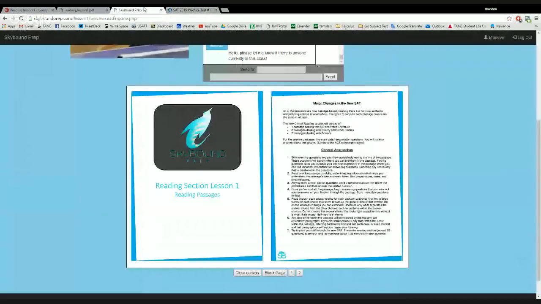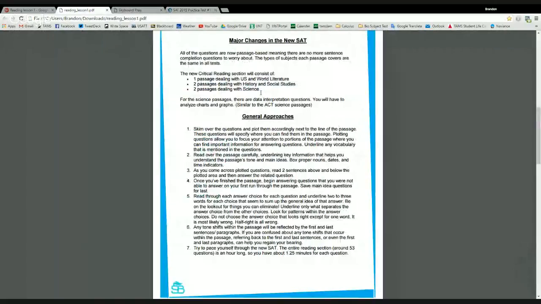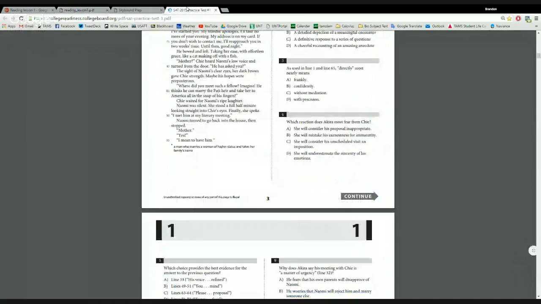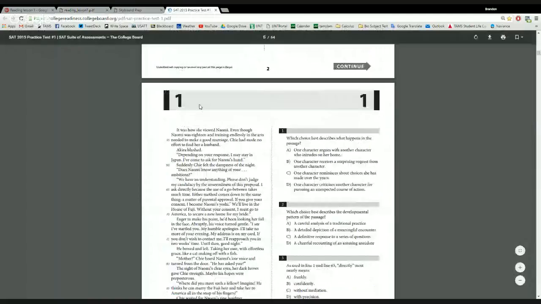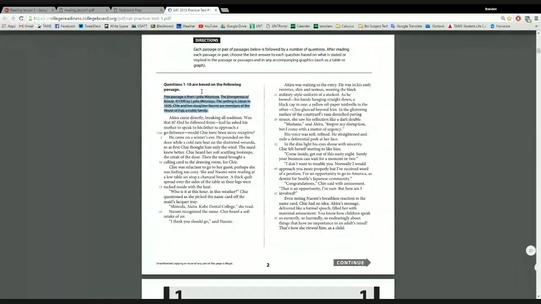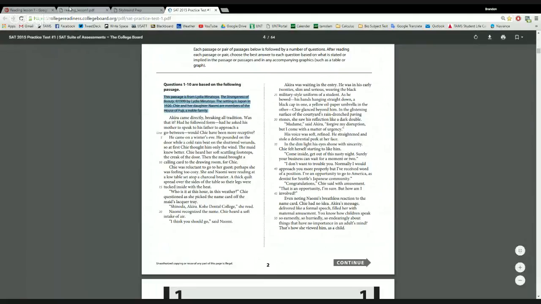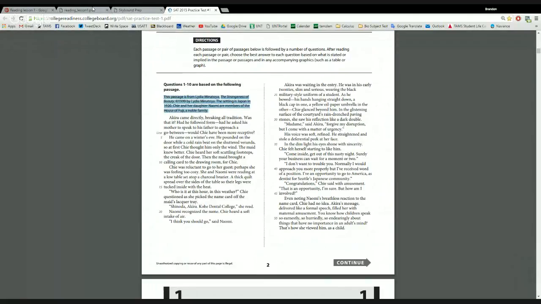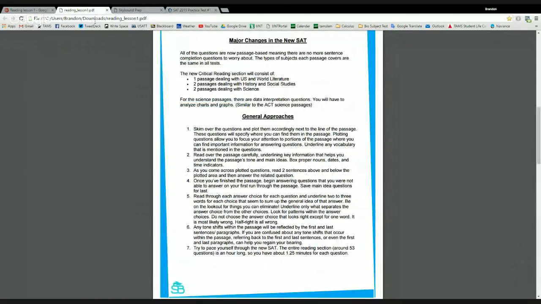Second of all, you want to read over the passage carefully, underlining key information that helps you understand the passage tone and main idea. Box proper nouns, dates, and time indicators. Before you start doing anything in the passage, make sure you read this little excerpt here, so you just know basically what the general summary or context of the passage is on. But you also want to box important dates, times, names.